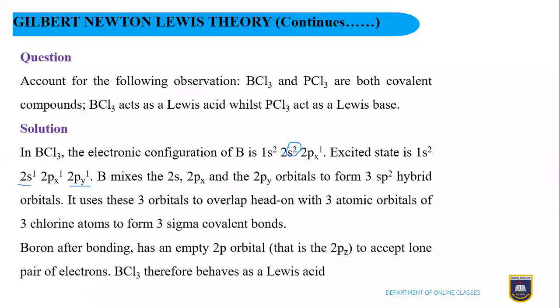And because it is empty, boron chloride behaves as a Lewis acid, because Lewis acids are electron pair acceptors. You can only accept electrons if you have an empty orbital. That's the reason why boron chloride behaves as a Lewis acid. Now you can imagine the opposite will be for the phosphorus chloride, because that one has lone pairs to donate. Look at it.